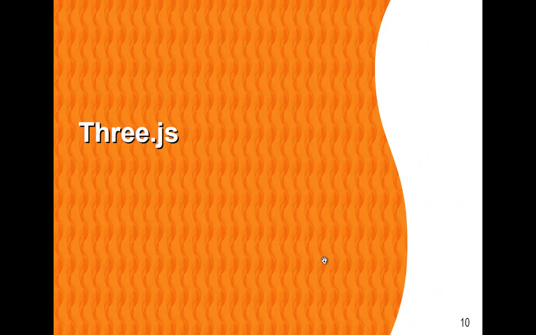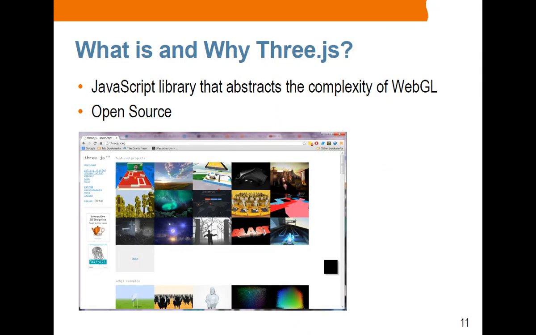The WebGL API itself is very complex, so we don't want to spend time on it. We're going to move on to a popular library called Three.js. Three.js is built on top of WebGL, so it provides high-level APIs. So what is Three.js and why use it? It's a JavaScript library that abstracts the complexity of WebGL, and it is open source.